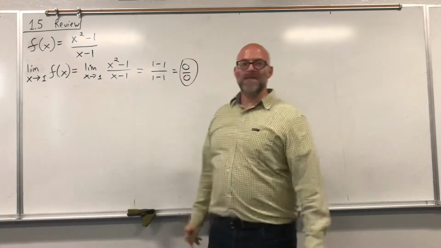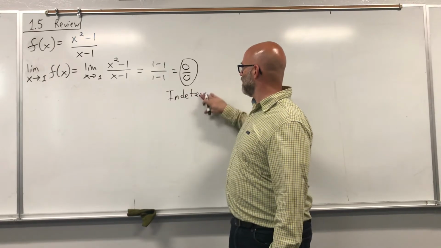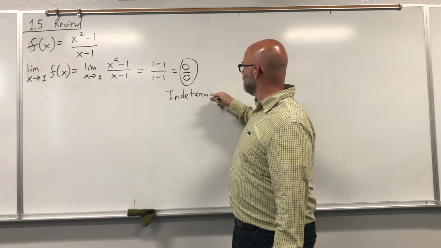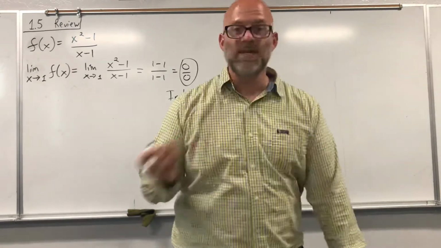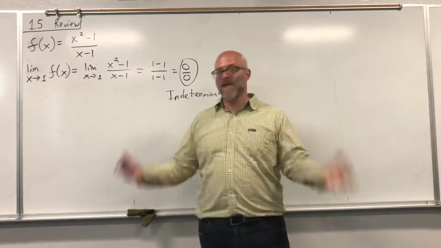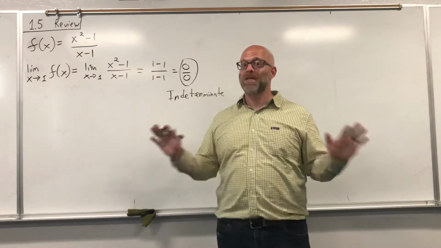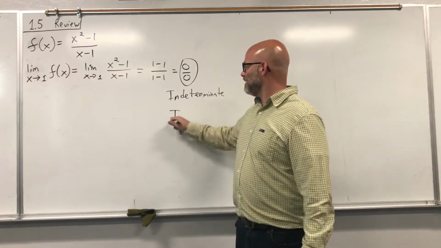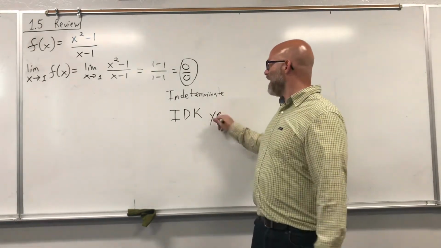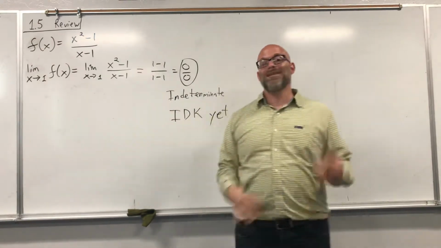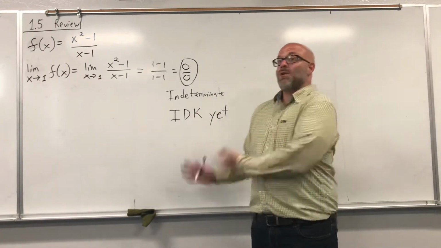This is called indeterminate. Indeterminate is 0 over 0 or infinity over infinity, or negative infinity over negative infinity. 0 over 0 will often show up. These are indeterminate forms. Let me tell you what indeterminate means. It means I don't know. Or precisely, I don't know yet, because maybe I can do some algebraic manipulation that will show me the answer. It doesn't mean this thing does not exist at all. It just means I don't know yet.